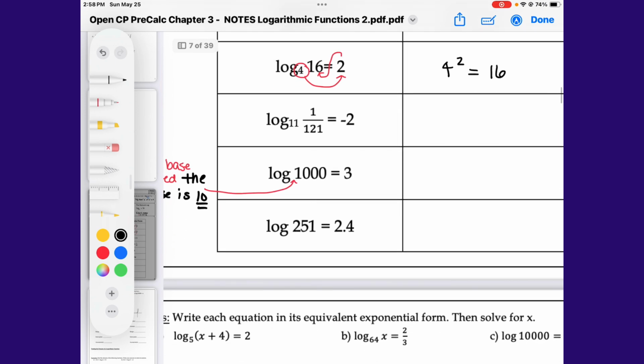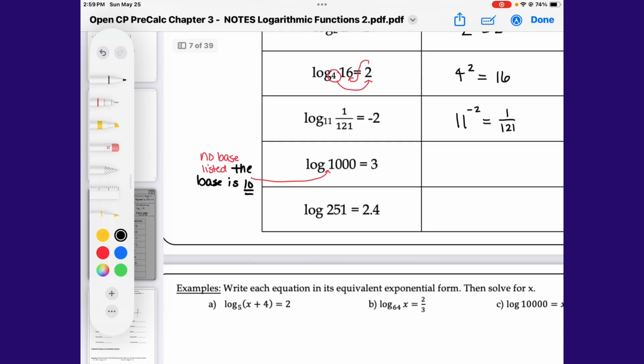Okay. So here we have log base 11. So base 11 raised to the negative second power is equal to 1 over 121. In the next example, we have one with a log base not listed. So if you need it, write the 10 there so that you can see it. And then we would say, hey, 10 to the third power is equal to 1,000. And last one, again, doesn't have that base 10, but we can still write it. You should be very comfortable going from one form to another form.